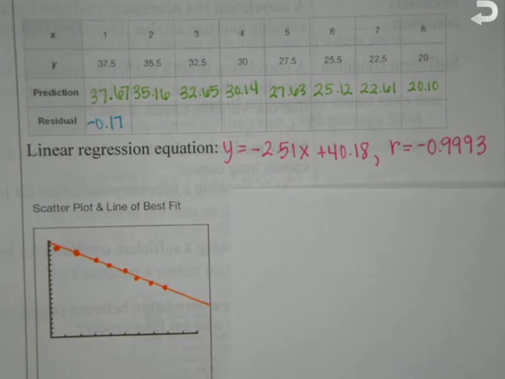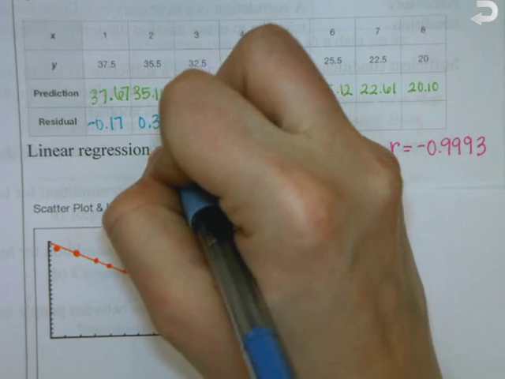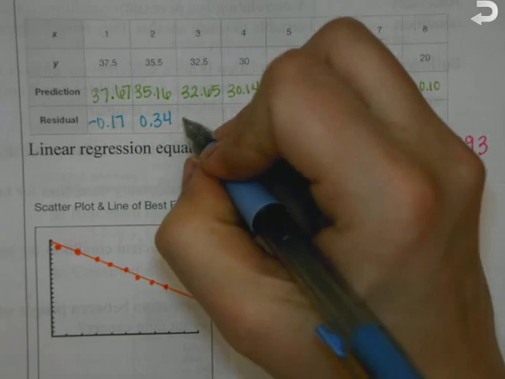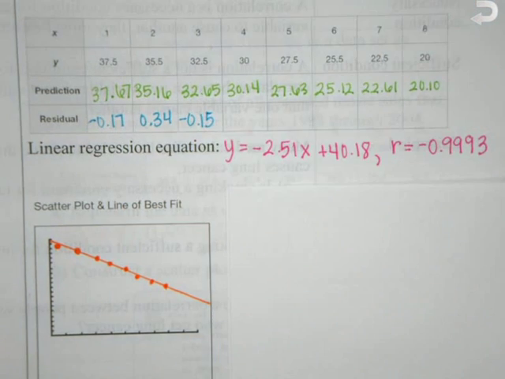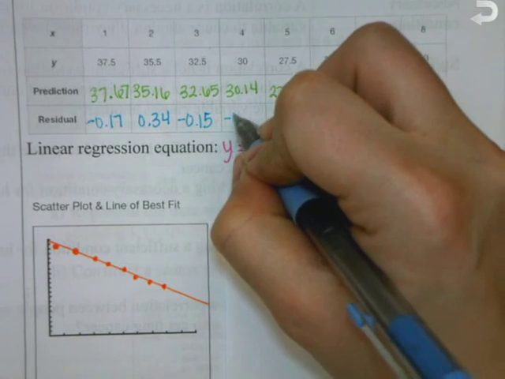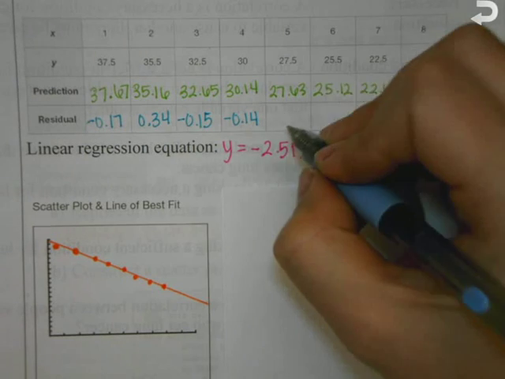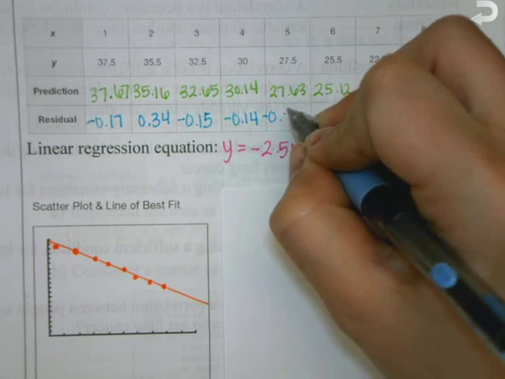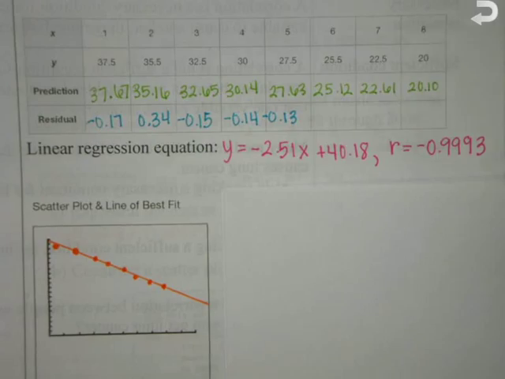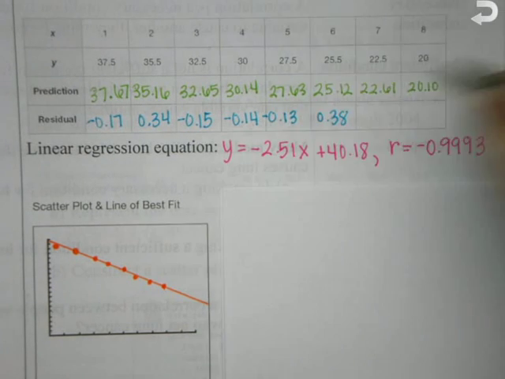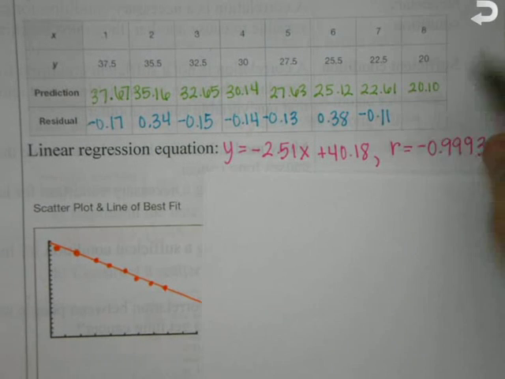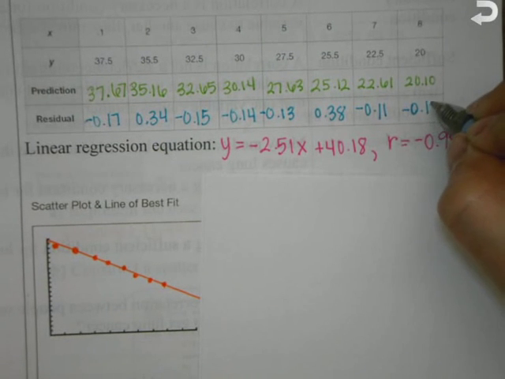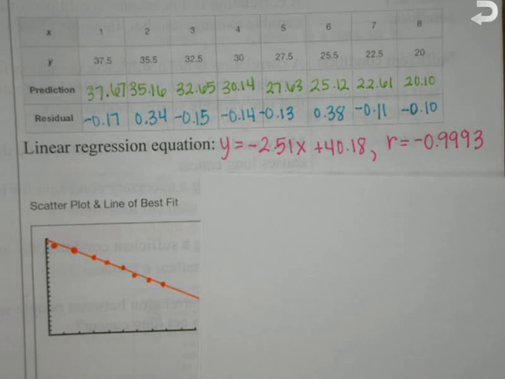Okay, so what did you get for your second residual value? 0.34, positive, right? What about the next one? Negative 0.15. Okay, what about the next one? Negative 0.14. Next? Negative 0.13. Next one? Negative 0.38? Negative 0.11, and then negative 0.10. Okay, perfect. So when we subtracted, you should have got these residual values.